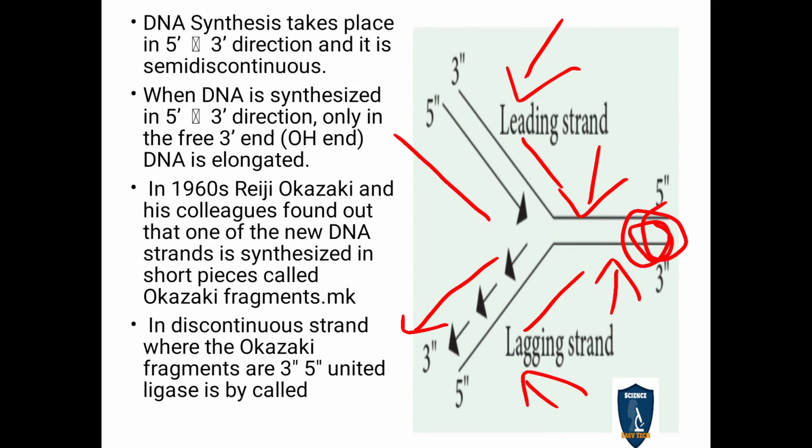So on this discontinuous lagging strand, the RNA primer acts as a template for the DNA, and it is joined by DNA ligase enzyme. And these fragments were found by Reiji Okazaki and his colleagues. So they named them Okazaki fragments, the segments of DNA. They may ask this in 2 mark or 3 mark, and these Okazaki fragments are joined by ligase enzyme.